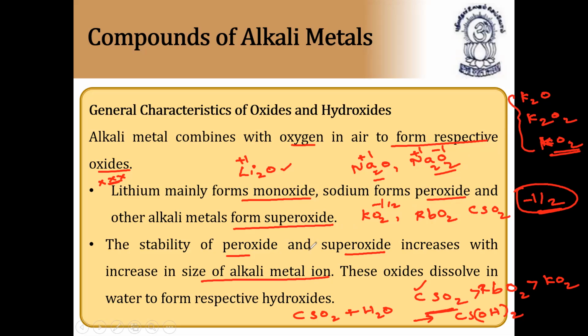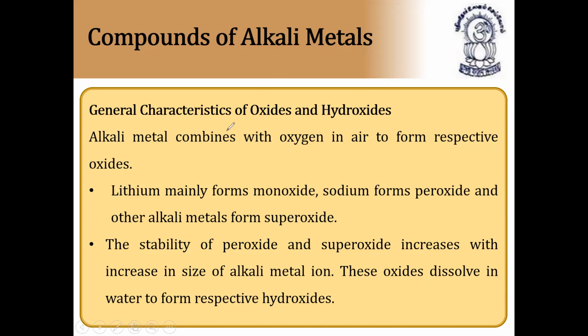As we go down the group, with the increasing size of alkali metal ion, the stability of peroxides as well as superoxides increases. So cesium superoxide is stable when compared to rubidium superoxide and potassium superoxide. So these are the various types of oxides the alkali metals will form. In the oxides, they'll ask us what is the oxidation state of oxygen also.